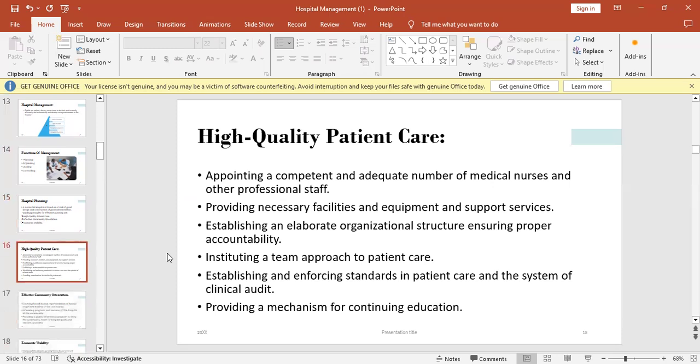High quality patient care: appointing a competent and adequate number of medical, nursing and other professional staff, providing necessary facilities, equipment and support services, establishing an elaborate organizational structure ensuring proper accountability, instituting a team approach to patient care, establishing and enforcing standards in patient care and a system of clinical audit, and providing a mechanism for continuing education.